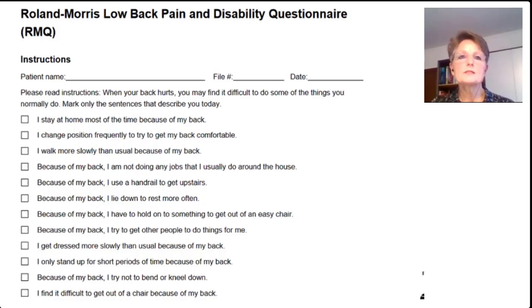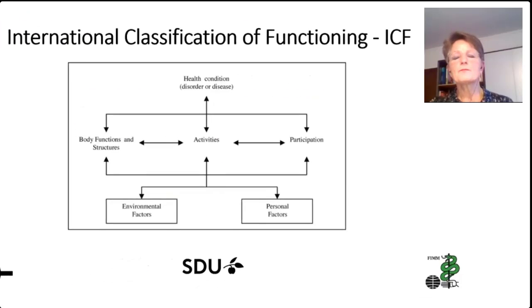Those are some of the questions asked in the Rowland-Morris low back pain disability questionnaire. The Rowland-Morris is used as baseline, as an outcome in lots of different studies focusing on treatment, specific treatment in musculoskeletal medicine, and in other treatment papers looking into effect of, for instance, surgery and training sessions.